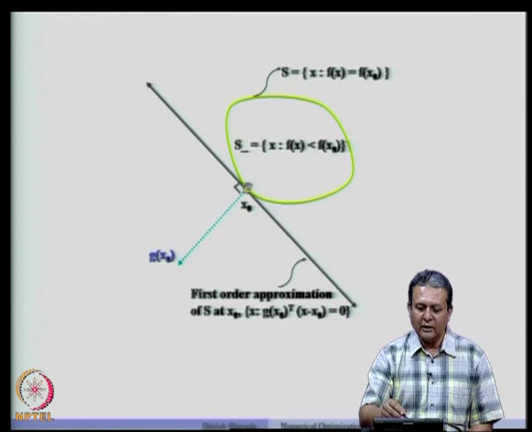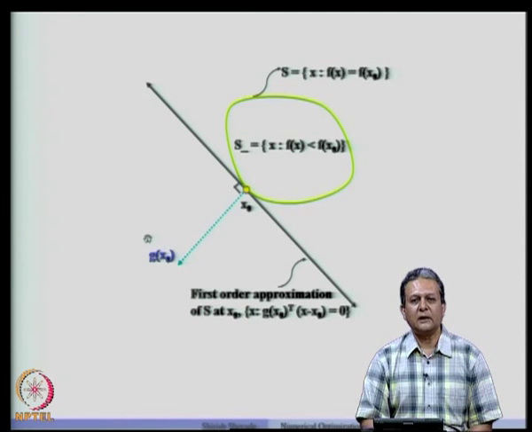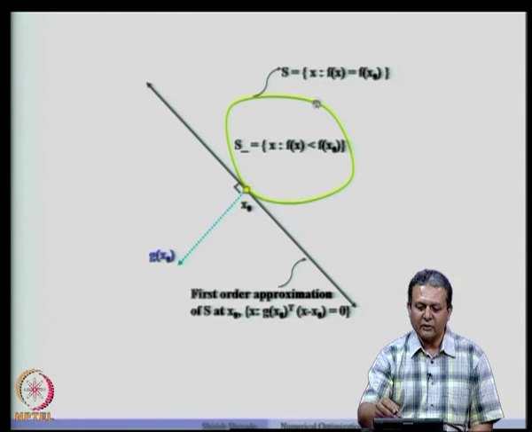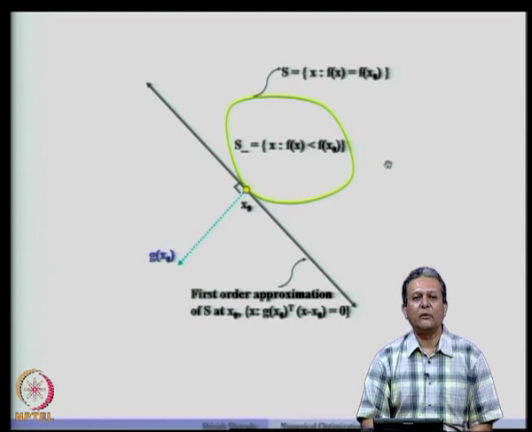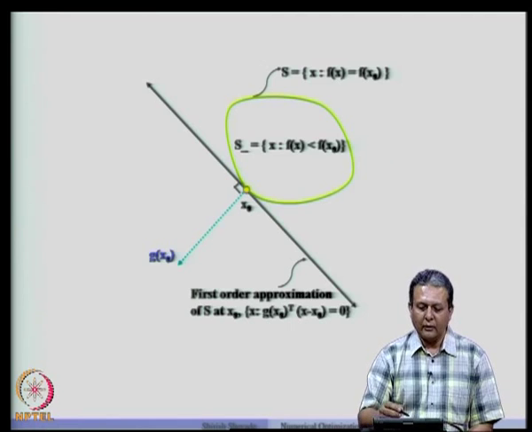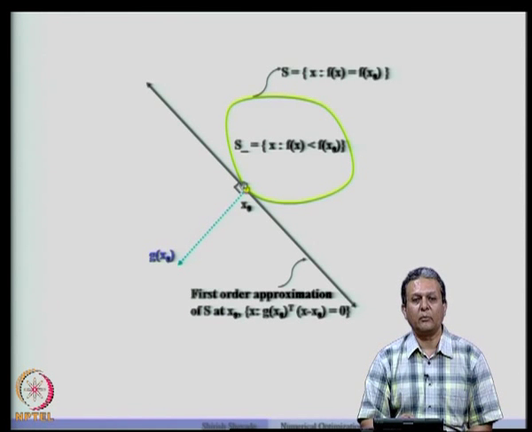So, as you move in the interior, the value of the function decreases. As you move away on the other side, away from this curve, the value of the function increases. Now, if we take a point x naught which belongs to this contour, then we can approximate this contour by a hyperplane.